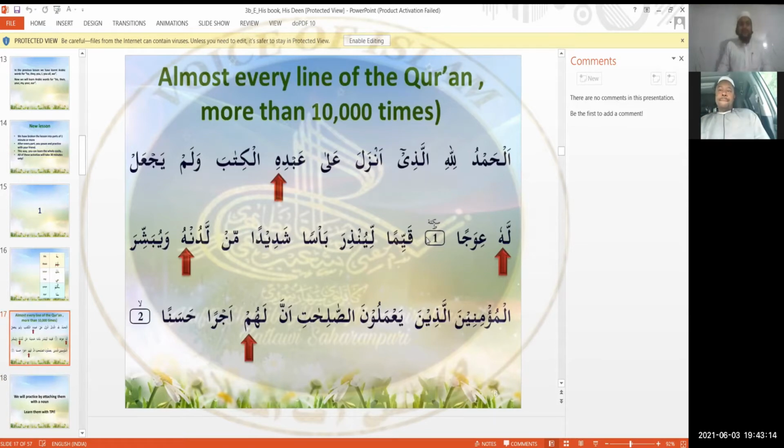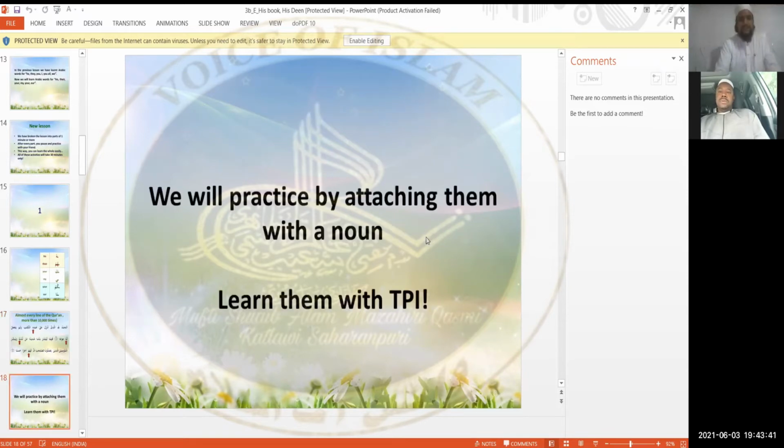Let's see. These appear almost in every line of the Quran, more than 10,000 times. Like Alhamdulillahi alladhi anzala ala abdihi al-kitab, abdihi, his. And next, walam yaj'al lahu, his. Then milladun hu. Anna lahum in the third line. So in every line you will see these letters in the Mus'haf.